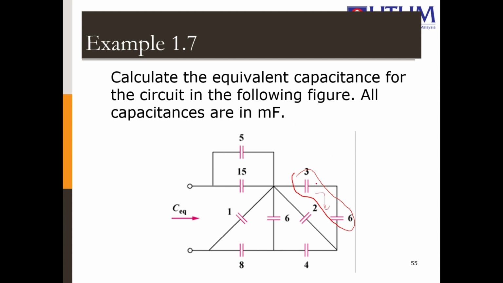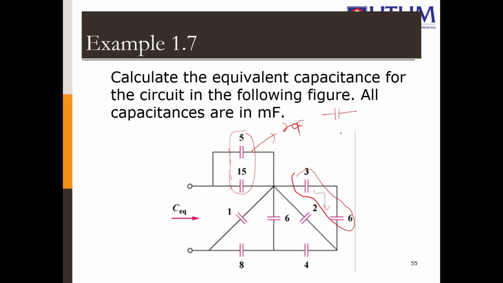For example this one, the current I flows through the 3 farad and the same current flows through the 6 farad capacitance. As for over here, you will have two different currents, I1 and I2. So from here you can simplify the 5 farad and the 15 farad. This is in parallel, and this is in series. So the first step you do is take this one, 5 and 15, this gives you 20 farad. And then we simplify the circuit into this one.